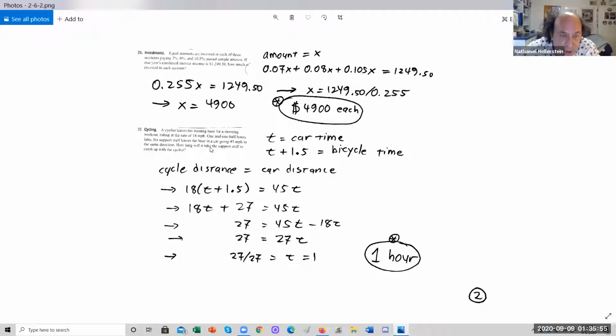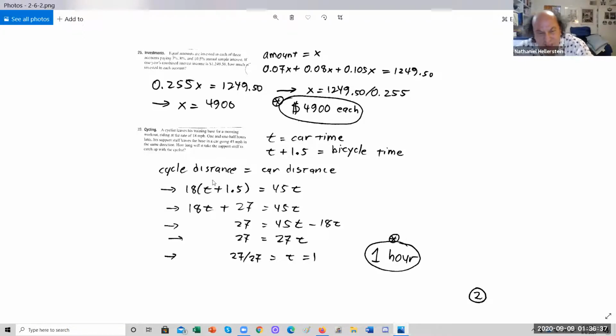So they're asking for the time t, which equals the car time. There are t hours in the car, and t plus 1.5 hours the bicyclist was on the bicycle. Now, what we're given is that the car catches up, so the distance that the bicycle goes is the same distance that the car goes. The rule is distance equals rate times time. The bicyclist was going at a rate of 18 miles an hour for a time of t plus 1.5. The car was going at 45 miles an hour for a time of t. So 18 times (t plus 1.5) equals 45t.